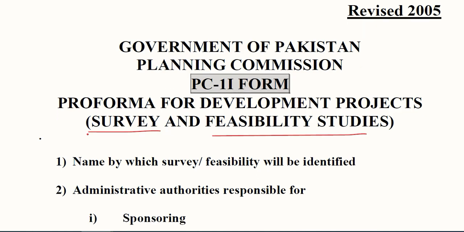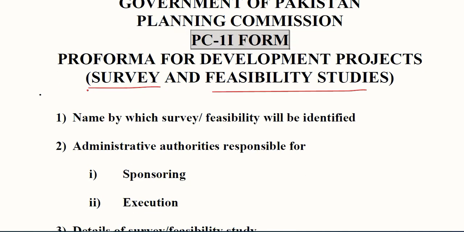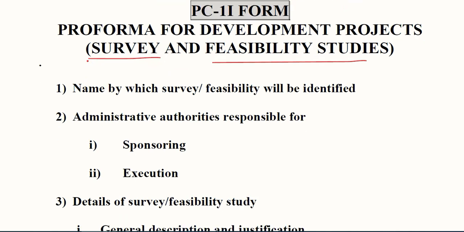So this document is basically a kind of survey or a kind of feasibility study, and its elements are also easy to understand because we have talked about PC1, which is a more detailed document, and other PCs are easily understandable in the light of PC1, no matter if PC1 is made after PC2. But since we have understood it in the first place, we are able to understand PC2 and all remaining PCs easily. So the first thing is very easy, the name by which the feasibility or the survey will be identified.